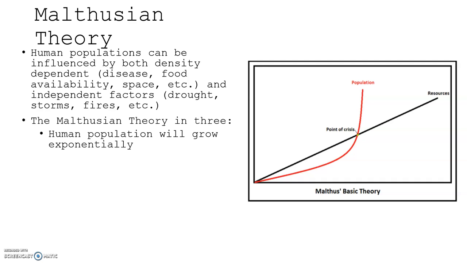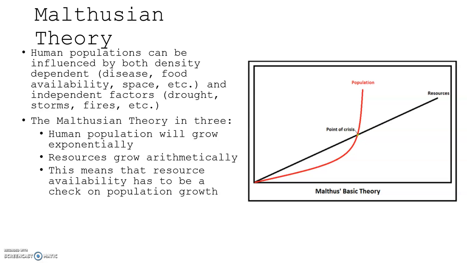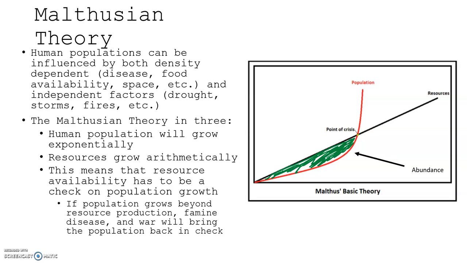Malthusian theory in three parts. Human population will grow exponentially. Resources will grow arithmetically. So resources are this straight line. Population is growing exponentially. But here we're going to have this point of crisis where the population is exceeding the resources. This means that the resource availability has to be the check on population growth. And so there's where we have an abundance of resources, and then we're going to go to where we don't have an abundance. If population grows beyond the resource production, famine, disease, and war will bring the population back in check. And that's where we have that scarcity.